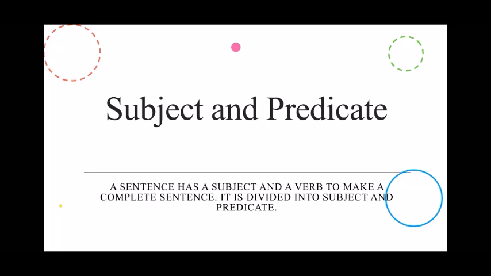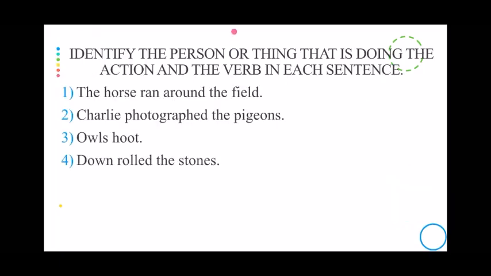So here we are saying that a sentence has a subject and an action, and a sentence is divided into two parts, that is subject and predicate. Let us understand what is subject and what is predicate. Now children, in this exercise, we will identify the person or thing that is doing the action and the verb in each sentence. There are 4 sentences on your screen.